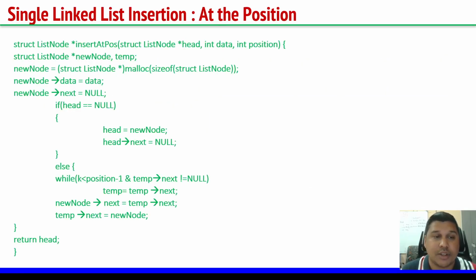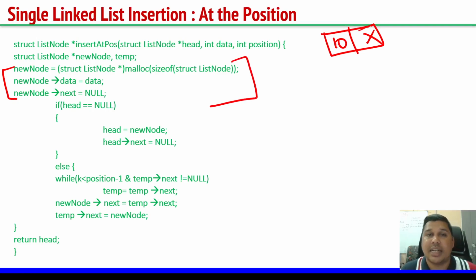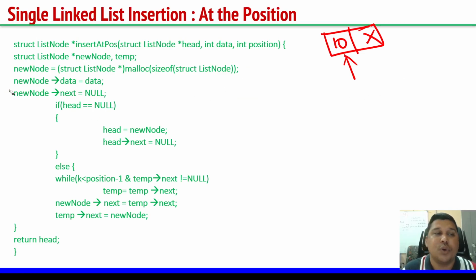Okay, so let us try to understand the code. Again, I am inserting at any position. For this, the input is the head pointer, the data which I want to insert, and the position where you want to insert. These 3 commands are fixed. These 3 commands will help me to create a node, reserve some memory in my RAM with value 10 and null. Let me call this the temporary node. We can call this the new node because this is the one we are going to create. This is our new node.